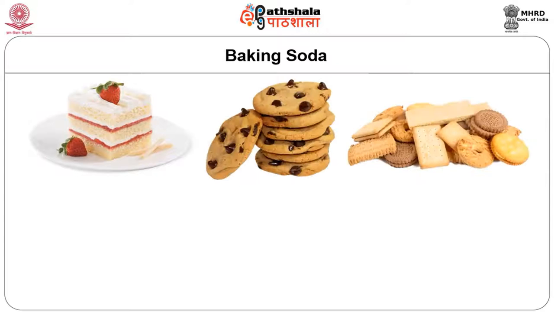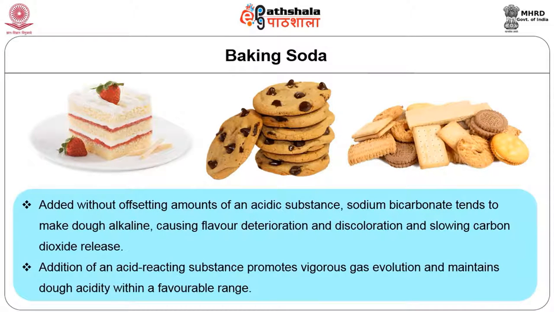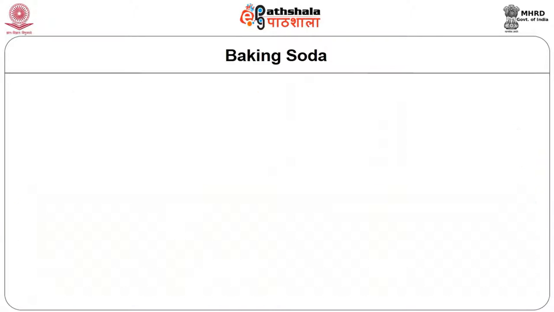Layer cakes, cookies, that is sweet biscuits, biscuits and many other bakery products are leavened by carbon dioxide from added sodium bicarbonate, that is baking soda, added without offsetting amounts of an acidic substance. Sodium bicarbonate tends to make dough alkaline, causing flavor deterioration and discoloration and slowing carbon dioxide release. Addition of an acid reacting substance promotes vigorous gas evolution and maintains dough acidity within a favorable range.